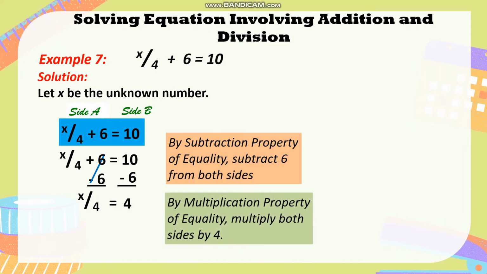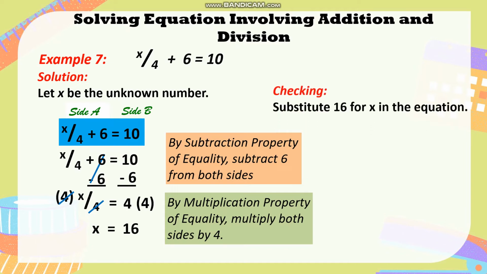By multiplication property of equality, multiply both sides by 4. X divided by 4 times 4 and 4 times 4. Cancel 4 dahil 4 divided by 4 is equal to 1 pero hindi na natin ilalagay ang 1. Kaya, x na lang ang naiwan. Then, copy equal sign. Solve side B. 4 times 4, 16. So, x is equal to 16.